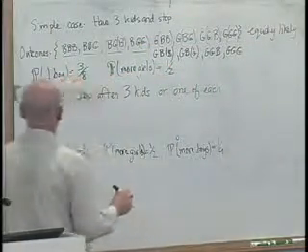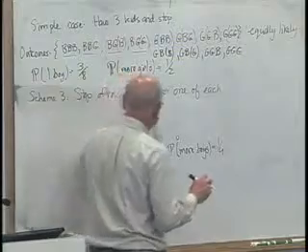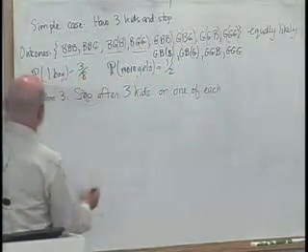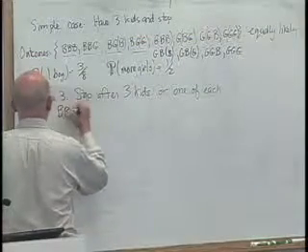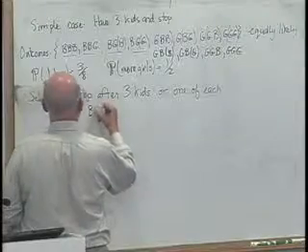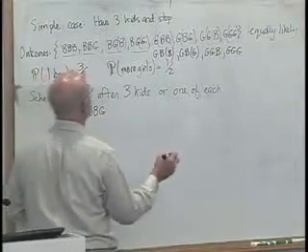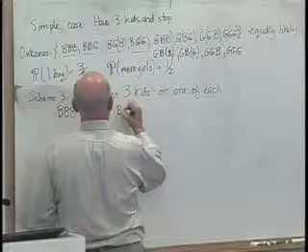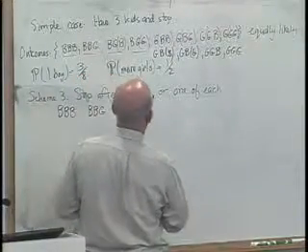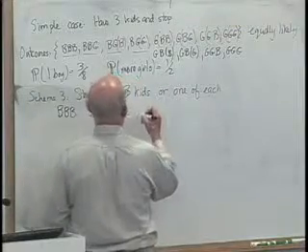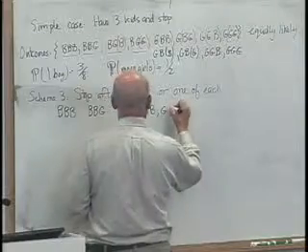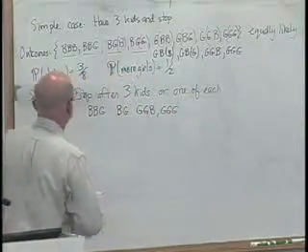So, in scheme 3, what are the possible outcomes? Well, we can get 3 boys. We can get boy, boy, girl. We can get boy, girl. And we can get girl, girl, boy, and girl, girl, girl.